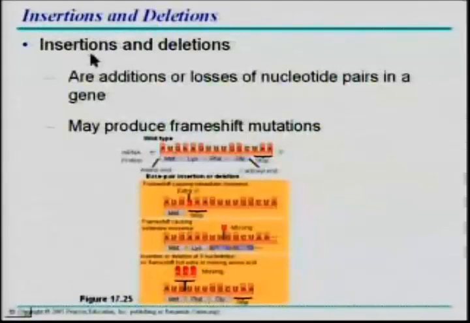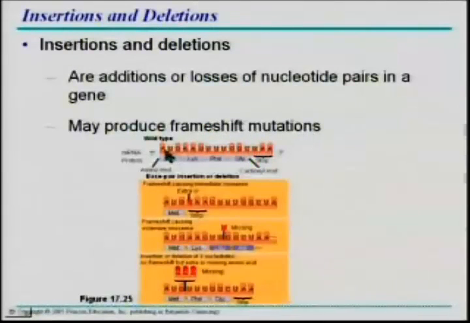So insertions and deletions are additions or losses of nucleotide pairs in a gene. This can create problems because it's going to shift the triplet codons. Remember, it had to be three in a series. Now if you insert one in between two that are already there, you have a totally different code. So they may produce what are called frame shift mutations.